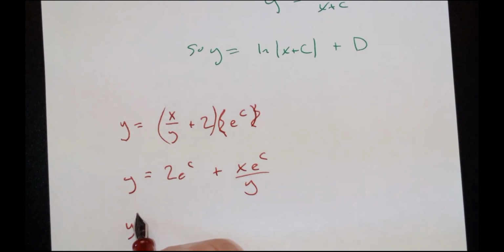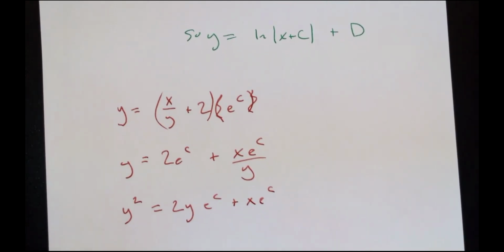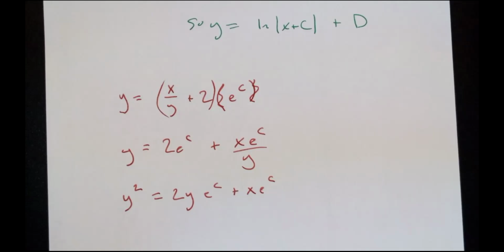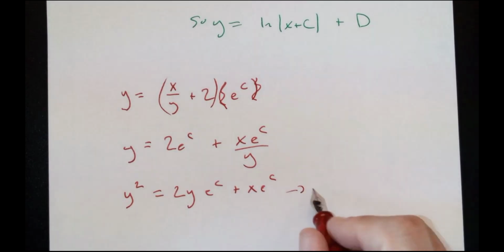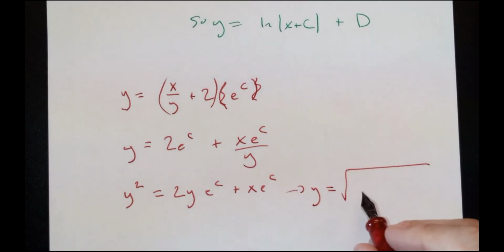y squared equals 2y e to the c plus x e to the c. So there's where I see where I get the square root from in the solution on Wolfram Alpha. That's a constant in there, right? Constant times x under a square root and another constant. So I think the only difference we have is we have a plus c that they don't have. Right? So if I take the square root of this, I get y equals square root.